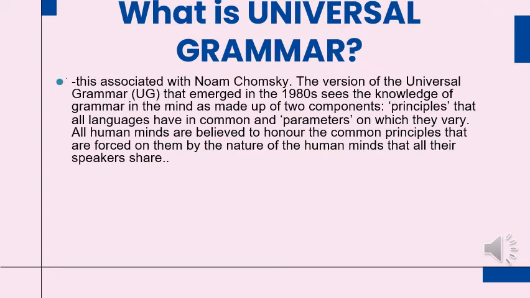Let us define what is universal grammar. Universal grammar is associated with Noam Chomsky. This version of universal grammar that emerged in the 1980s sees the knowledge of grammar in the mind as made up of two components: principles that all languages have in common, and parameters on which they vary. All human minds are believed to honor the common principles that are forced on them by the nature of the human minds that all their speakers share.